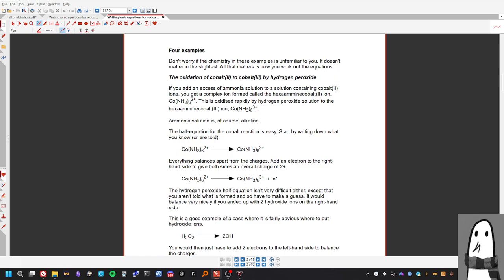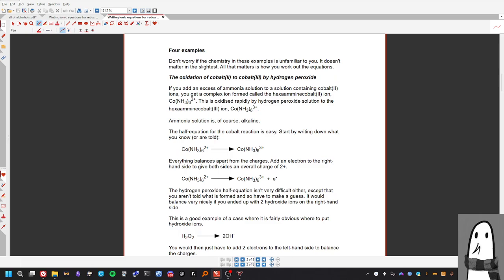This is oxidized rapidly by hydrogen peroxide solution to the cobalt 3 ion. So all that happens is it's getting oxidized, so it loses an electron. Goes from 2+ to 3+. Your hydrogen peroxide is going to be the thing that oxidizes it. So your hydrogen peroxide, of course, is going to get reduced.